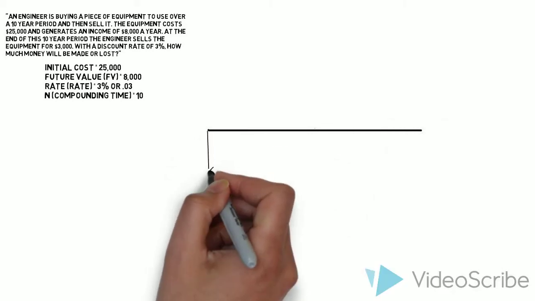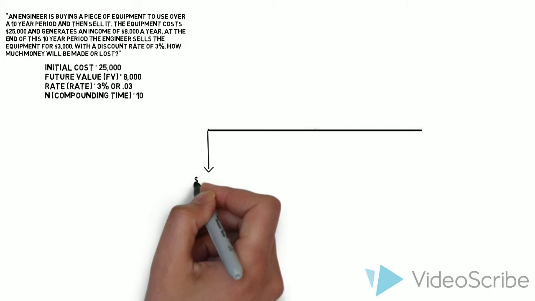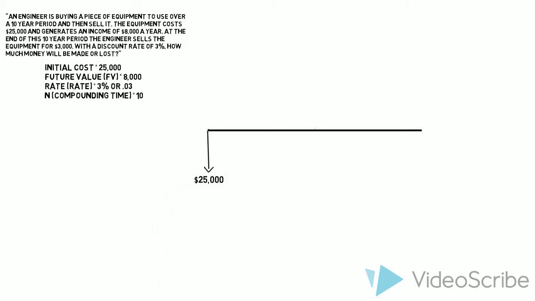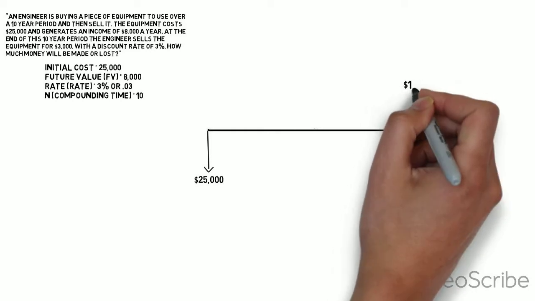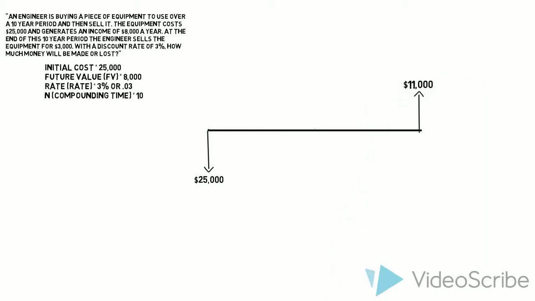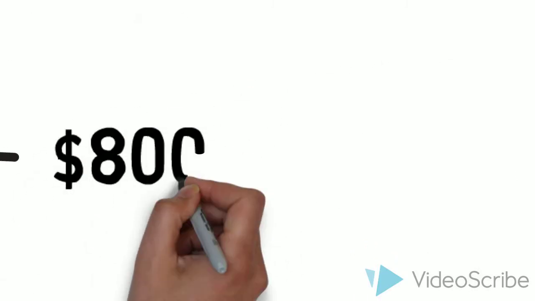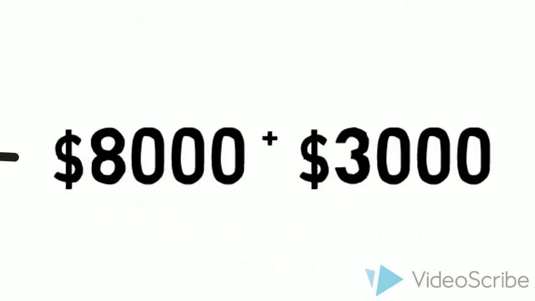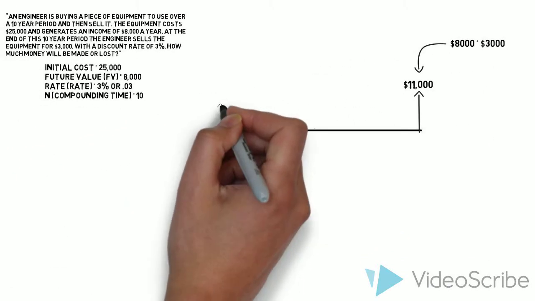First, we're going to create a cash flow diagram. The downward arrow indicates the amount spent, or $25,000. The upwards arrow indicates the incoming cash. Yet, I know it's a little bit backwards. The $11,000 indicates the income, composed of the $8,000 from the amount of incoming cash and the $3,000 from selling.